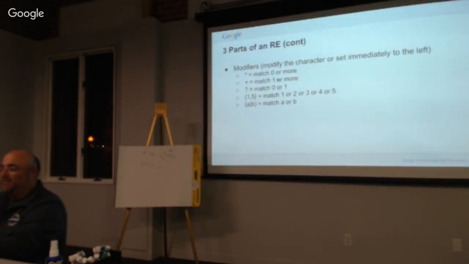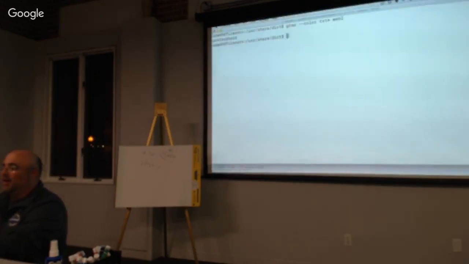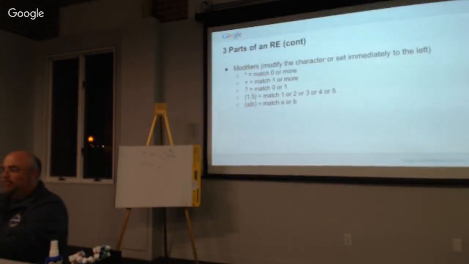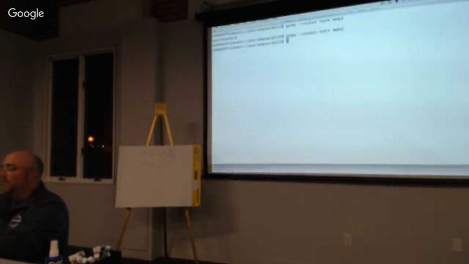What's the plus sign mean? One or more. So how many lines is this going to return? None. Zero. One or more T. Question mark means exactly zero or one. This doesn't get used as often.